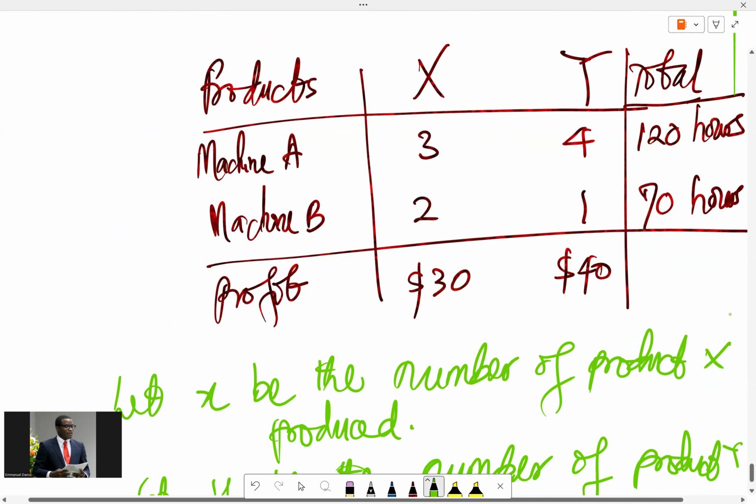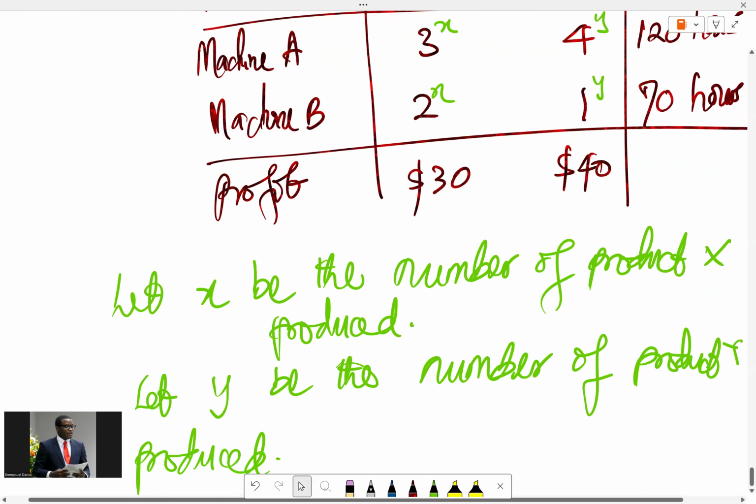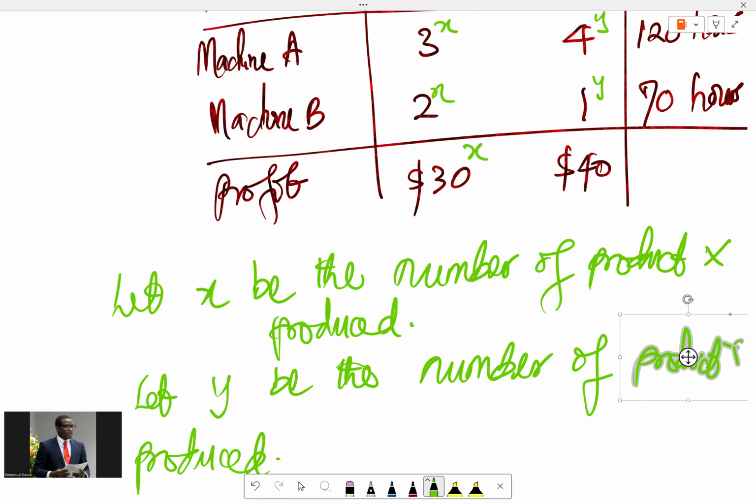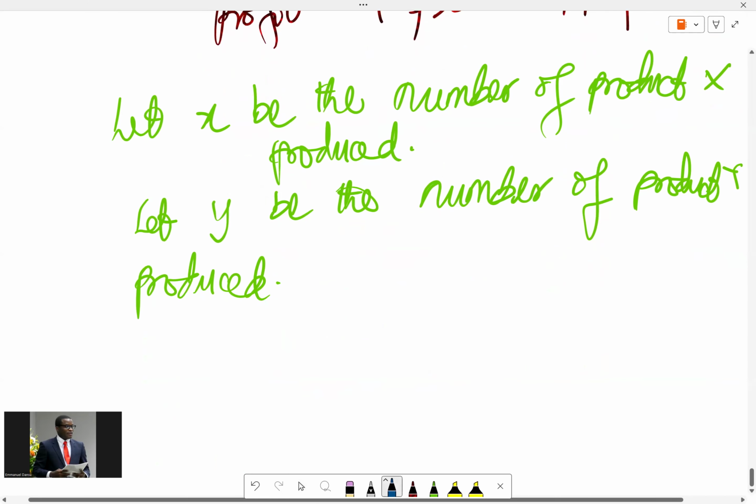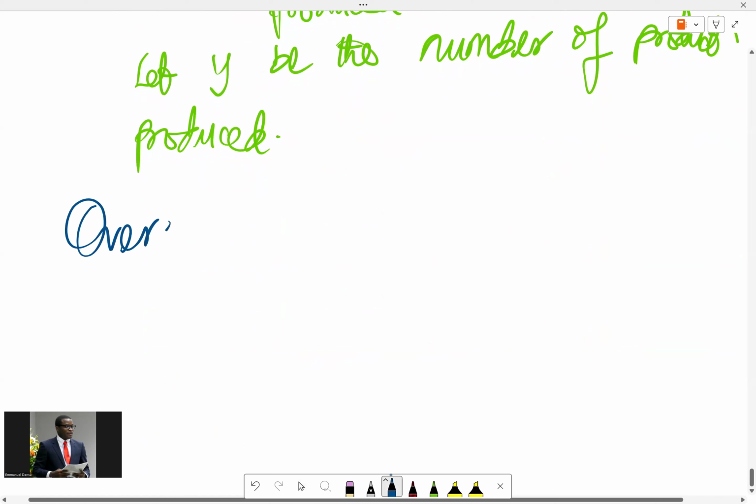So once that is settled, you can then go back. For the machine A time, you have 3x plus 4y. For machine B, you have 2x plus 1y. Of course, that will be less than or equal to 120 hours and less than or equal to 70 hours respectively. And of course, it is profit we want to maximize. So here you have 30x plus 40y. In that case, you can now show the overall problem formulation.